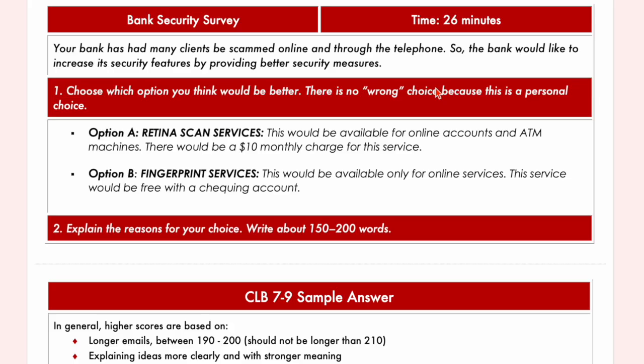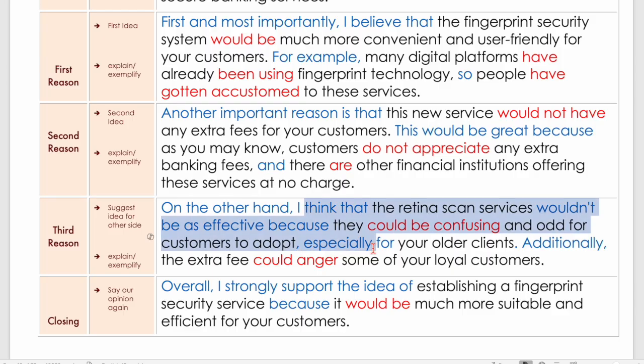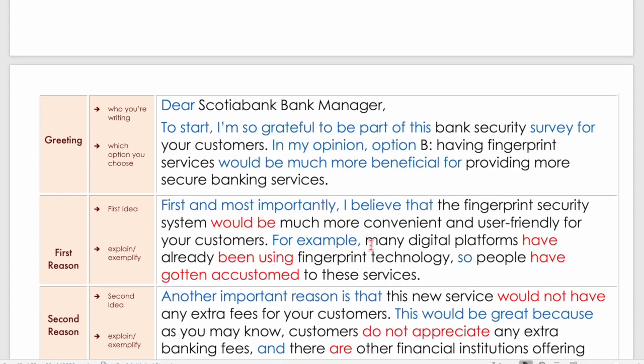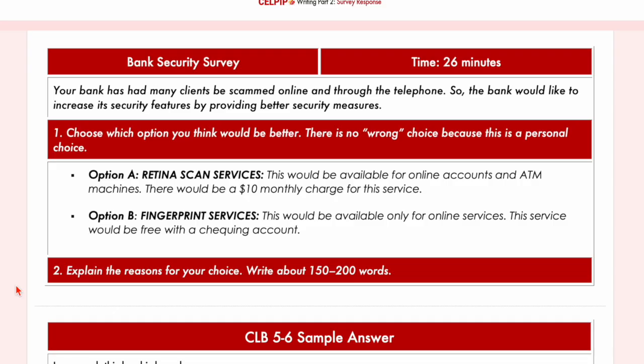On the other hand, I think the retina scan services wouldn't be as effective because this service could be very confusing and odd, especially for older customers. You see, that's the idea that we said over here, but I said it from my knowledge, not from memory. After you read it and type it out 3, 4 times, depending on your level, you should be able to type it by yourself.